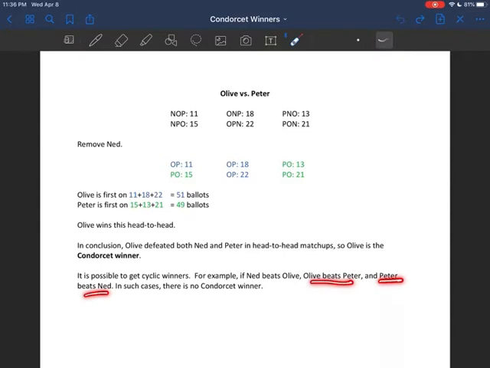However, it's possible that there are no Condorcet winners. Even in a three-person election, that can happen. For example, if we had Ned defeating Olive, and Olive defeating Peter, and Peter defeating Ned. Now, it might seem like that couldn't happen, but in fact it can. All you have to do is think about a round-robin tournament, and this kind of thing happens all the time. But even with ballots being the thing that is determining every one of the matchups, it is possible to get cyclic winners like this. And in that case, there's no Condorcet winner.